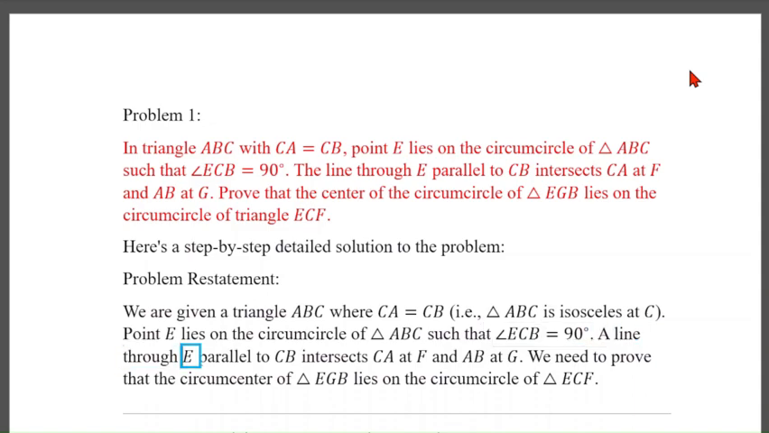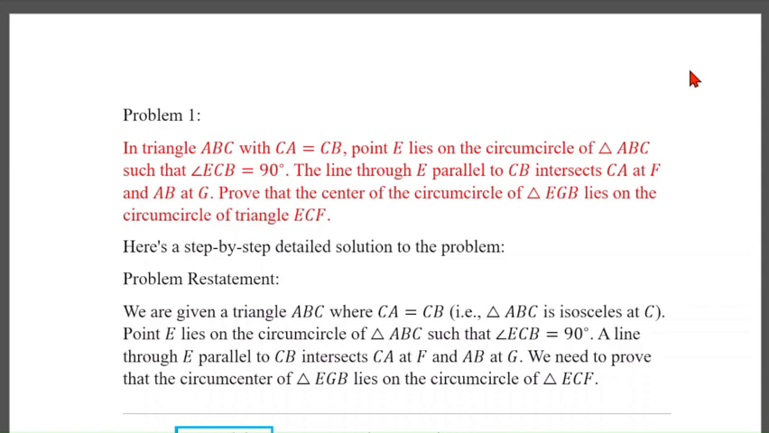A line through E parallel to CB intersects CA at F and AB at G. We need to prove that the circumcenter of EGB lies on the circle of ECF.